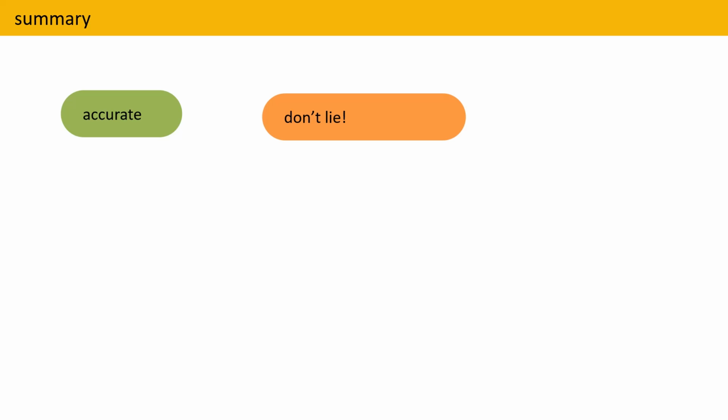Let's summarize. First, be accurate when picking names. Files are not file names, and file names are not file paths. And especially don't lie. Names are used to construct a mental model of how things work. If you call a dog a chair and try to sit on it, you will be surprised.